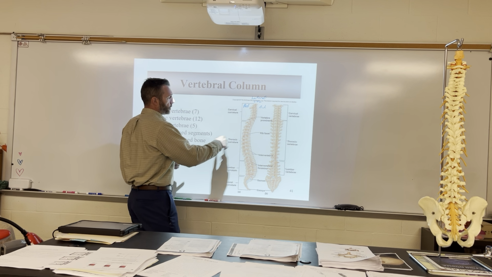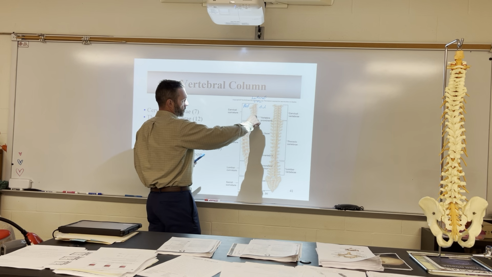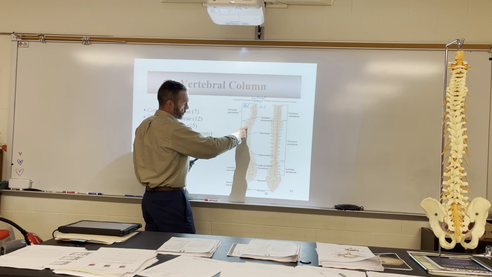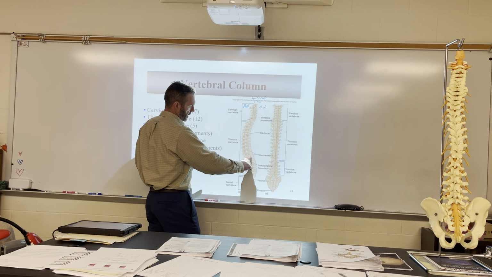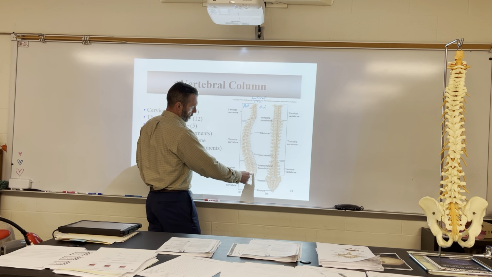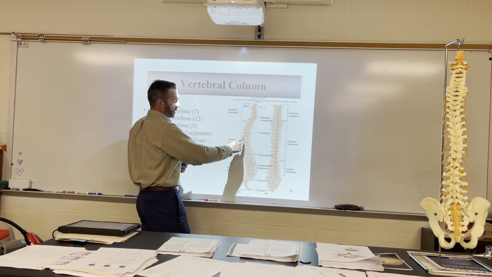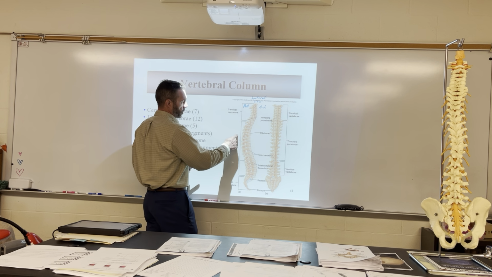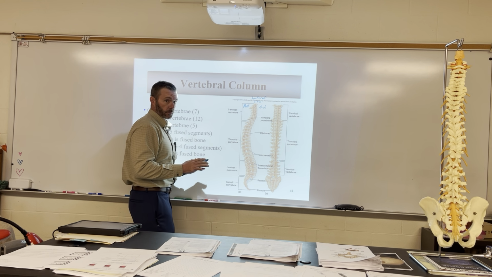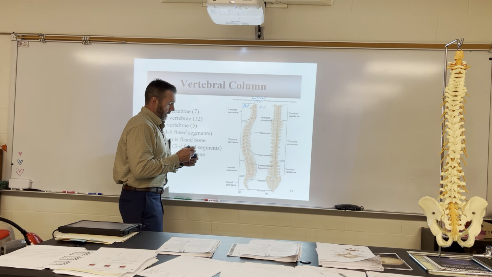Now from a lateral view, we see that we have a curve that goes towards the front in the neck, and then towards the back in the middle of the back, and then again to the front in the lower back, and then at the base, the sacrum, it curves again to the back. These are called anterior to posterior curves, and these are normal, and we're going to talk about these in some more detail.